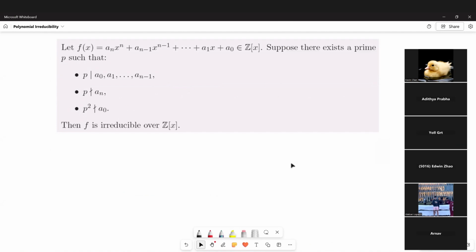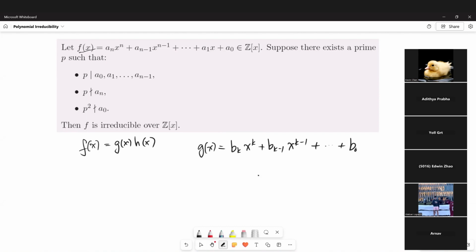In a lot of irreducibility proofs, we first, for the sake of contradiction, assume that the polynomial f of x is reducible. So we assume that f of x can be written as g of x times h of x for non-trivial polynomials g of x and h of x. We require the degree of g and h to be less than n, which is the degree of f. And assume that g of x is equal to bk times x to the k plus b(k-1) x to the k minus 1, all the way to b0.